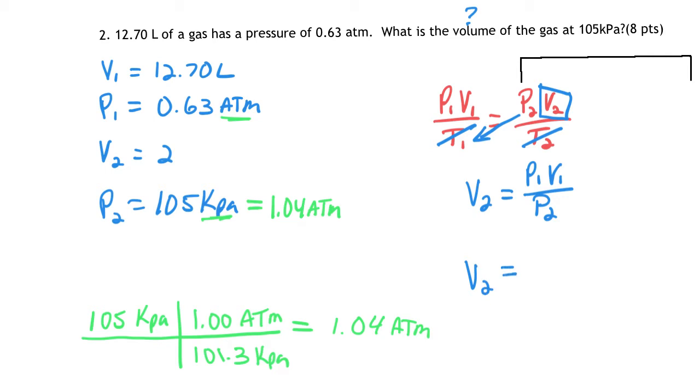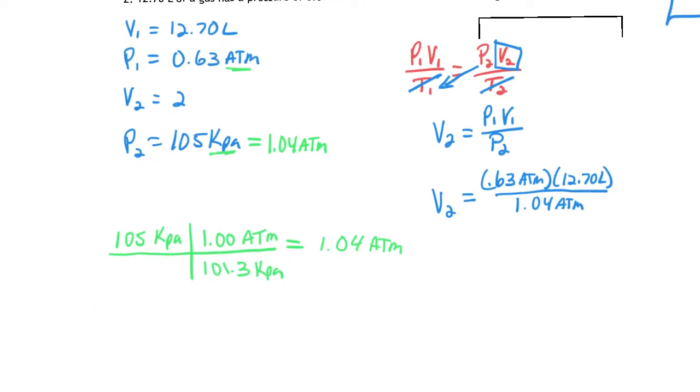V2 is going to be equal to, well, my P1 was 0.63 atmospheres, and my V1 was 12.70 liters. And on the bottom, P2, now I've changed it, so I'm going to use the value that I converted, 1.04 atmospheres. My atmospheres are now canceling out, so they go away.